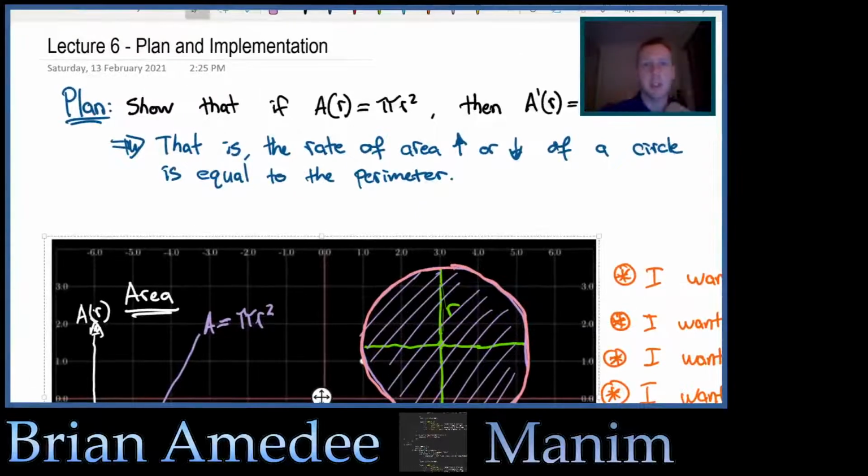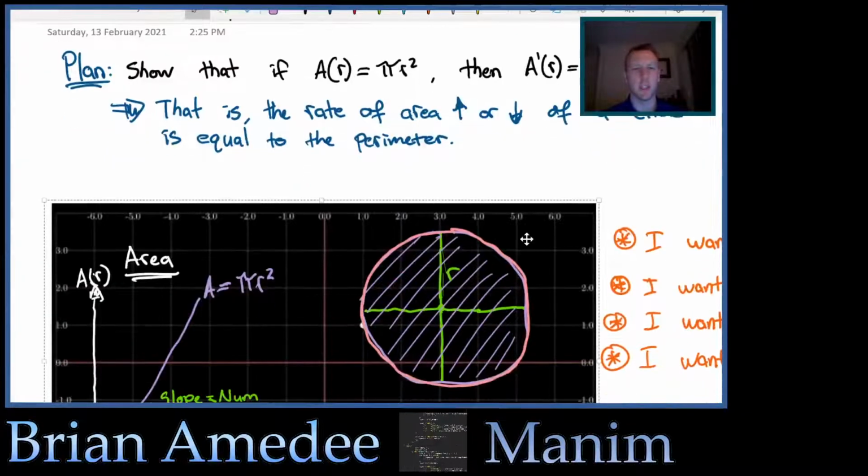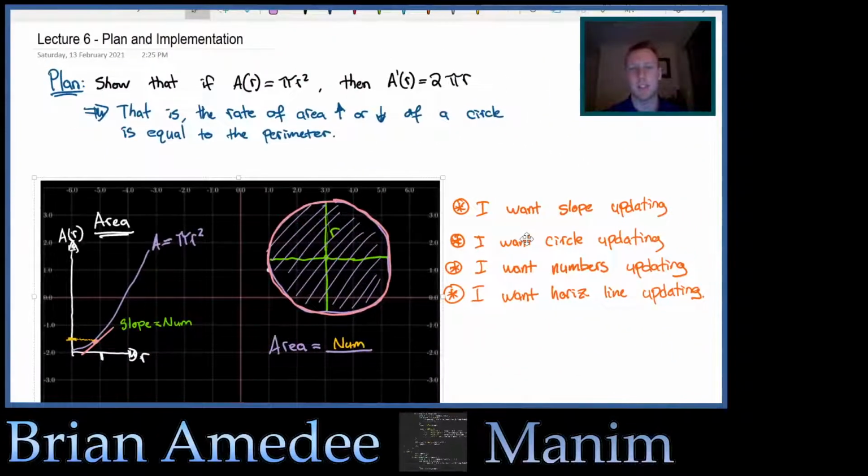So pretty much the plan is that I want to show that if we've got the area of a circle, pi r squared, then the derivative is 2 pi r. Now, if you know a little bit of differential calculus, you know that the 2 just comes down, right, using the power rule. But I want to kind of show it geometrically. So I want it to be nice and satisfying. I know that the rate at which the area is increasing or decreasing is equivalent to the perimeter, and so I want to be able to illustrate that out nicely, right?